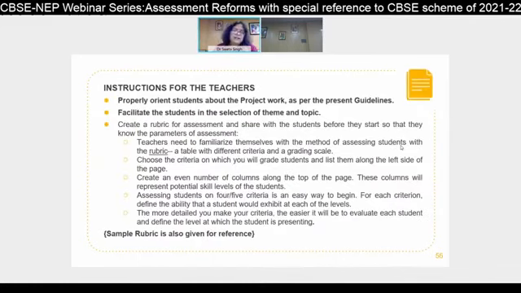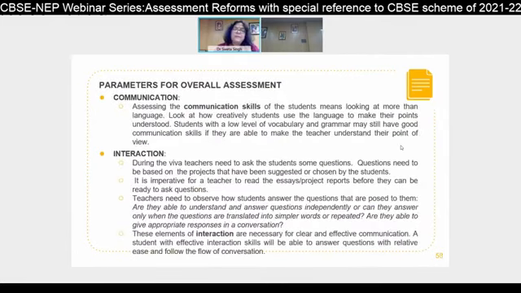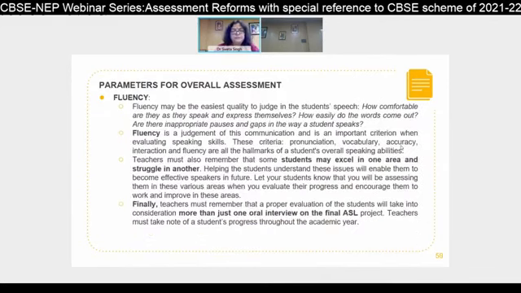Certain questions are given. Now, the instructions for the teachers are that teachers need to give orientation to the students for the project work, facilitate the students in the selection of themes, and create a rubric. We have also given a sample rubric for reference for the teachers as well as the students. Parameters for overall assessment are pronunciation, vocabulary, accuracy, communication skills, interaction, fluency.